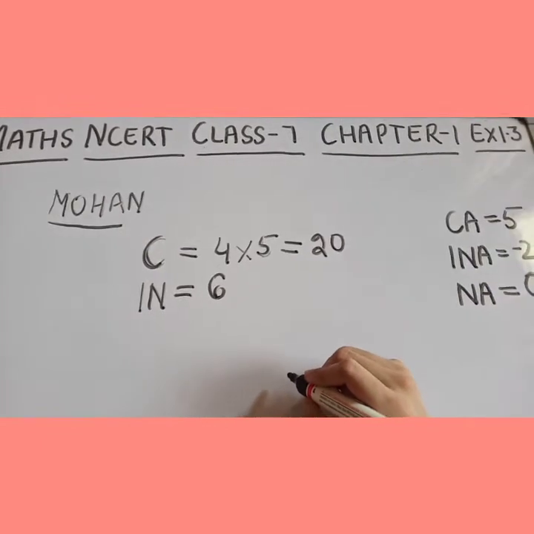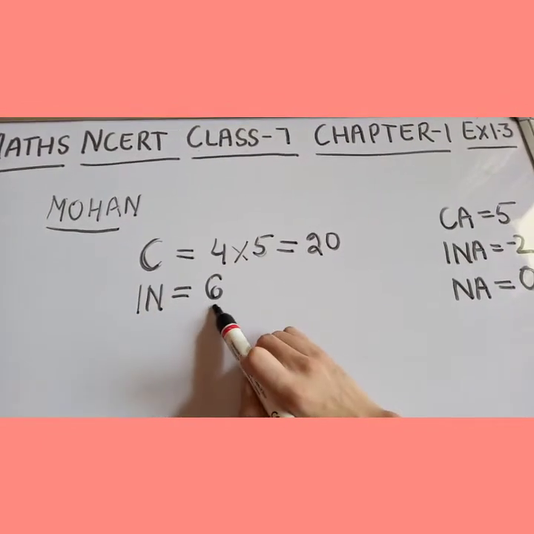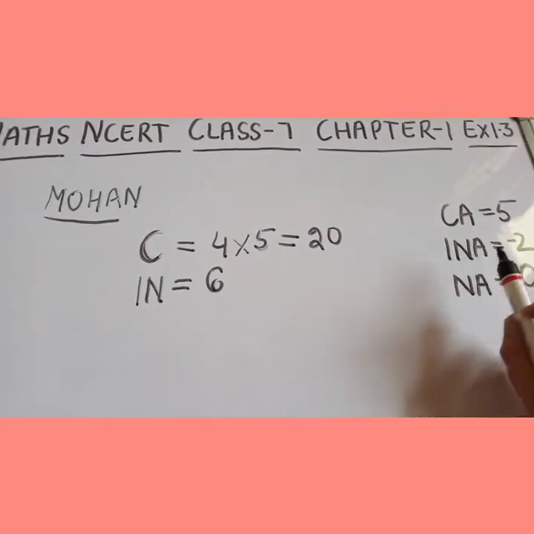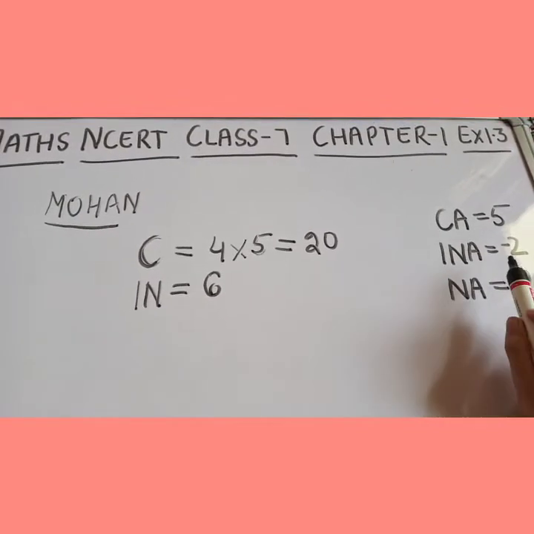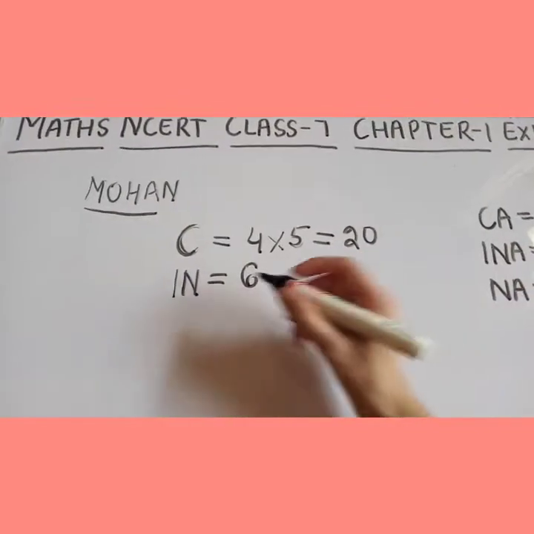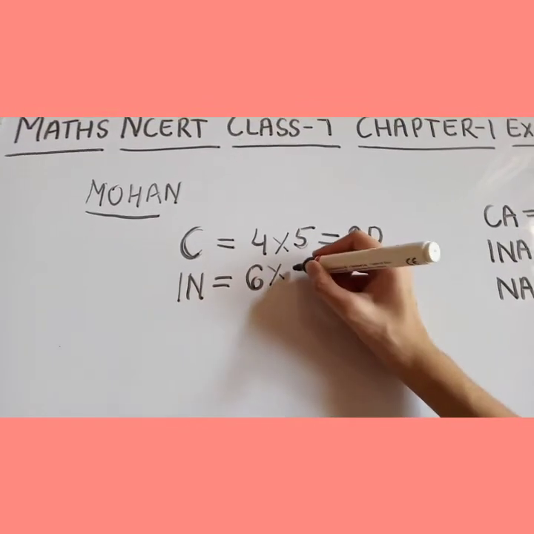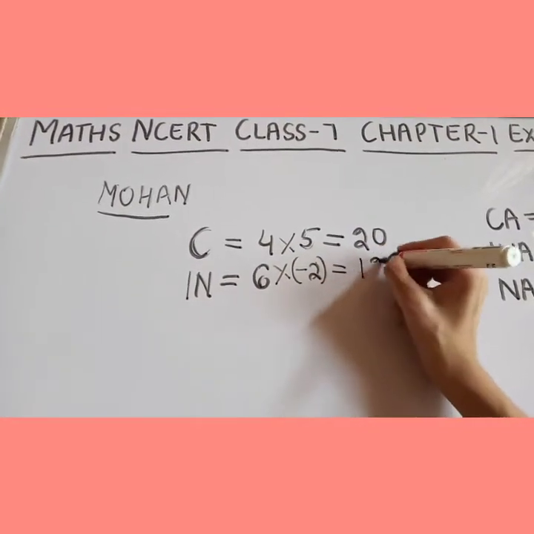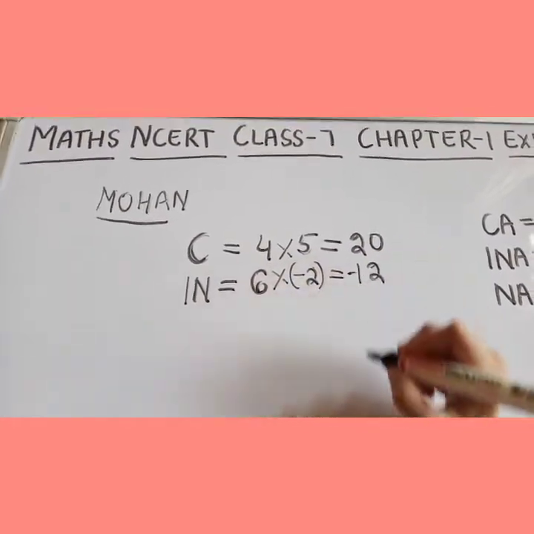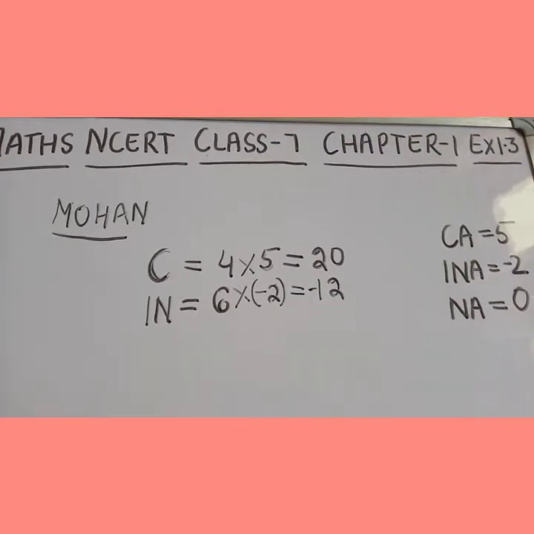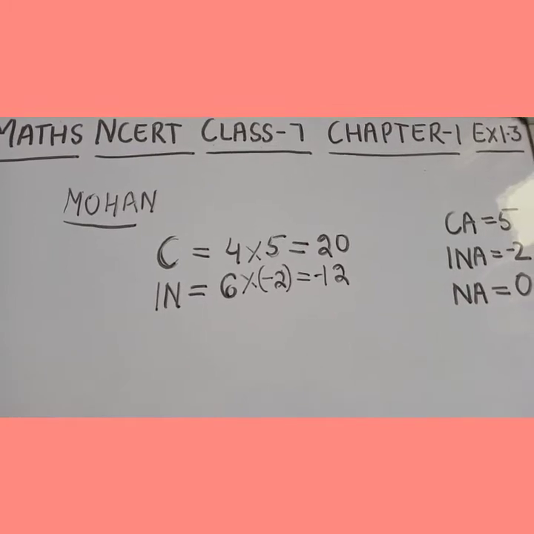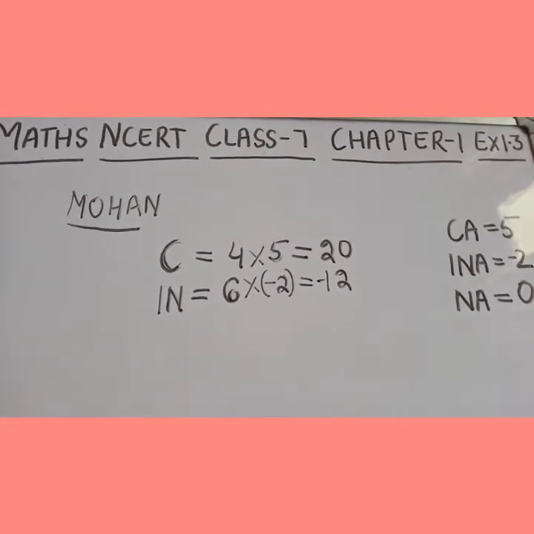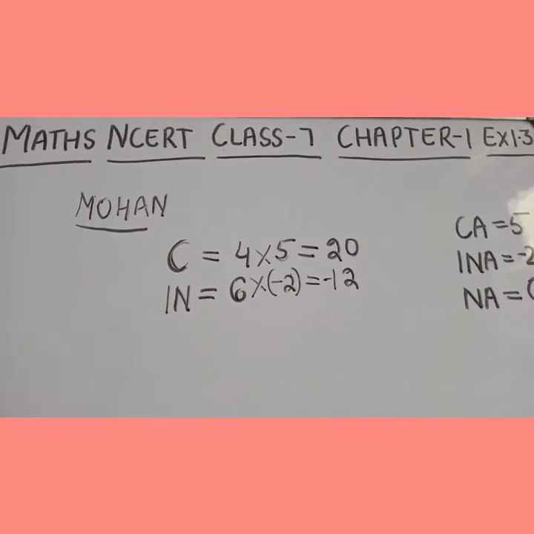Now, you will get 20. 5 fours are 20. Now, this 6 is the number of incorrect answers. Now you will multiply 6 by -2 because -2 are the marks for incorrect answers. 2 sixes are 12. Plus minus is minus. Now there is no question that he didn't attempt it because 6 plus 4 is 10. So total were the 10 questions. He didn't miss any question. He attempted all the questions.